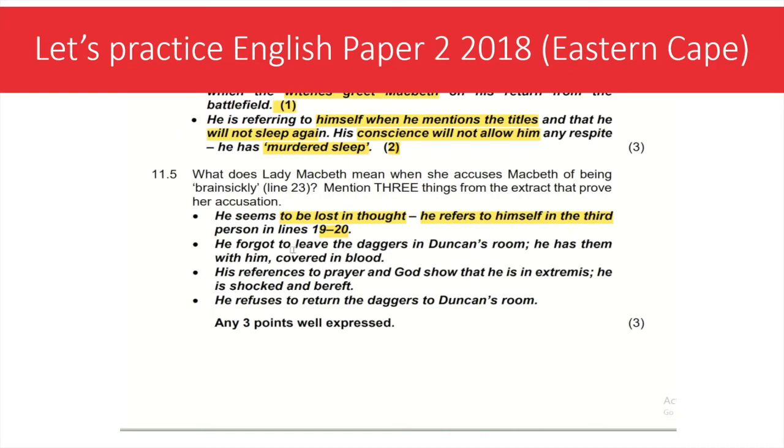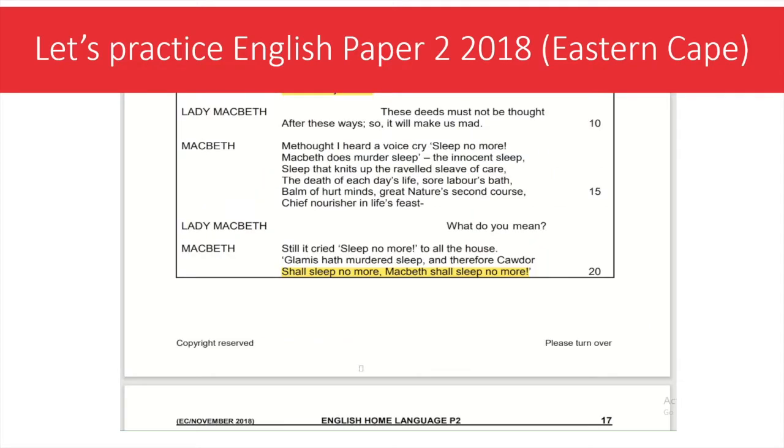Then he forgot to leave the daggers in Duncan's room, so he needs to actually go back and cover the guards that he killed with blood to make it seem like they murdered King Duncan. Then he refers to prayer and God, and that this isn't a redeemable thing that he's done. And then he refuses to return the daggers to Duncan's room. So you will get the marks for any 3 points that are well expressed, well explained. Let's move on to the next question.